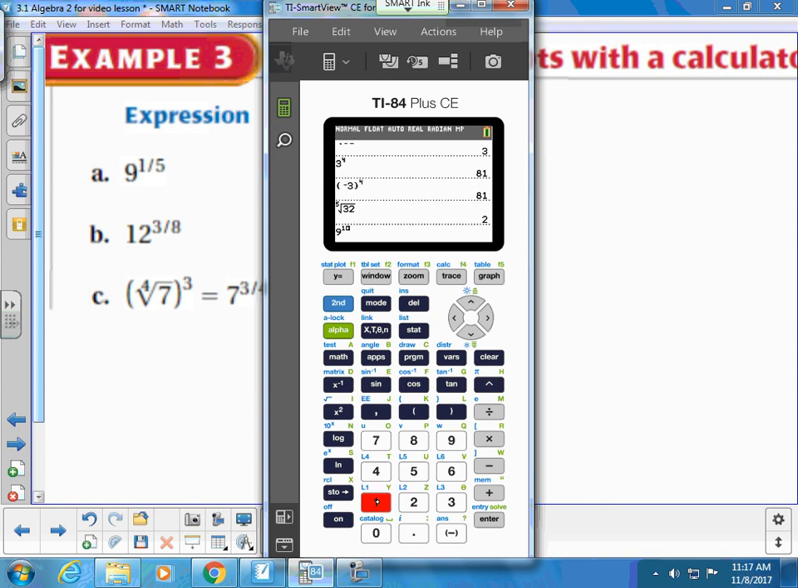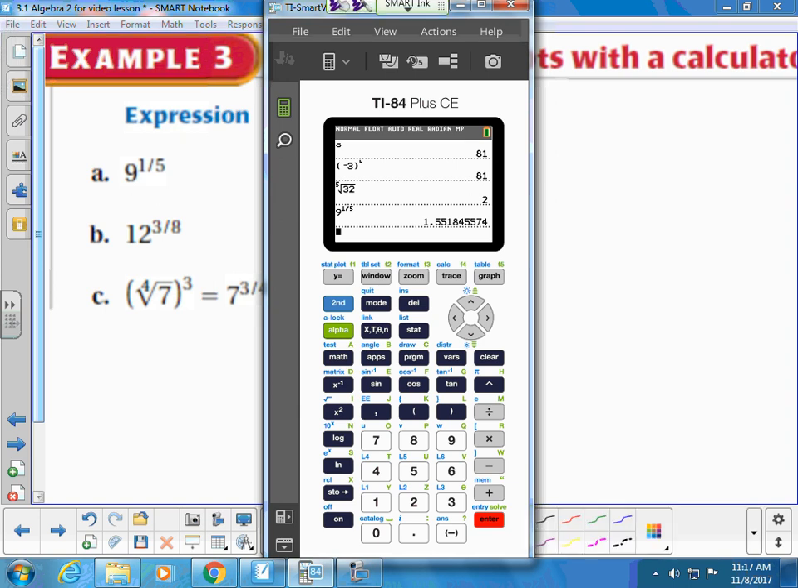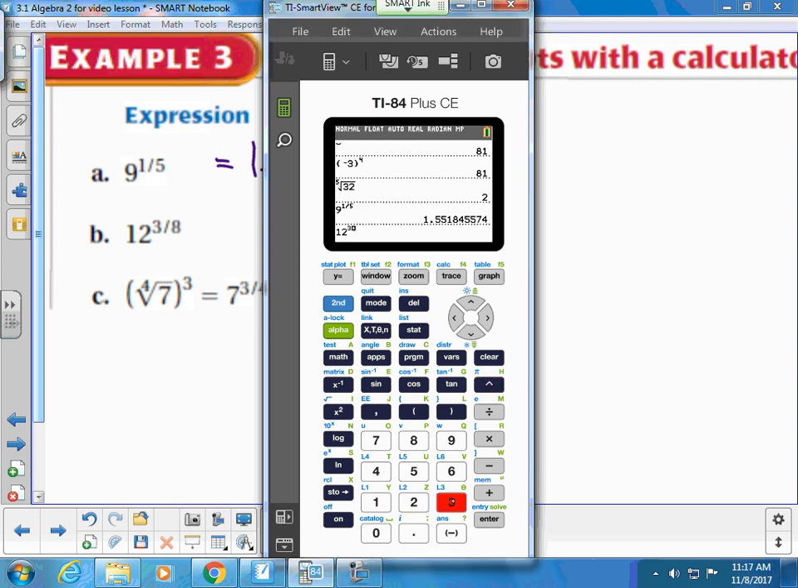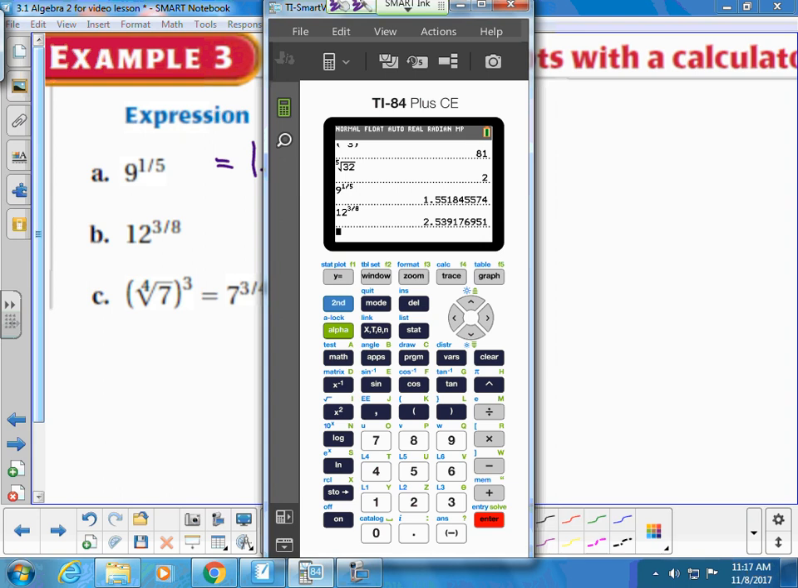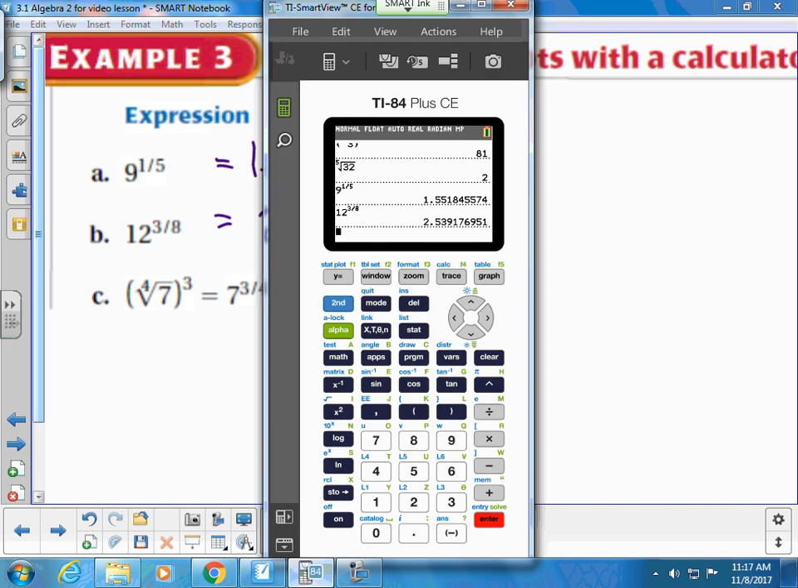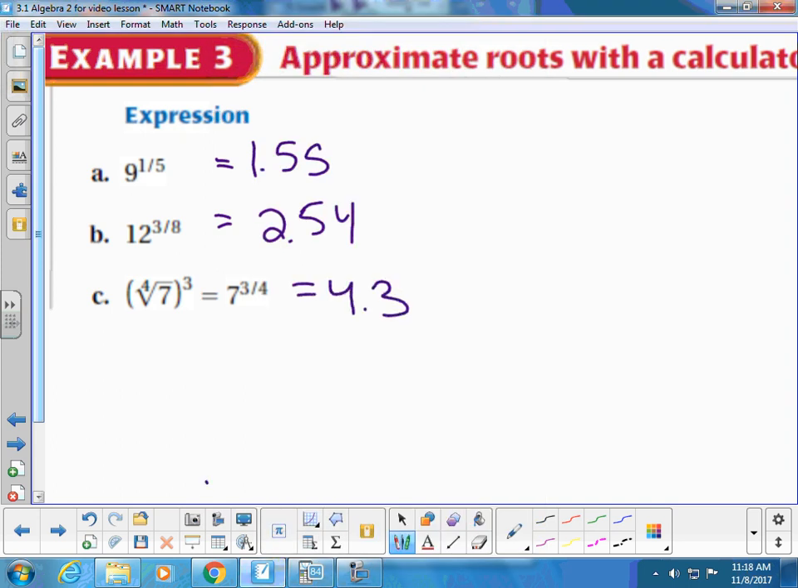9 to the 1/5 would just be 9 caret 1 divided by 5. That's 1.55. Again, just round to the nearest hundredth. If you all just round to the nearest hundredth all the time, it'll be easier to compare answers. 12 to the 3/8. 12 caret 3 over 8. 2.54. And then 7 to the 3/4. 4.30. So hopefully that's going well. If not, pause the video and talk to your neighbors about the calculator usage.